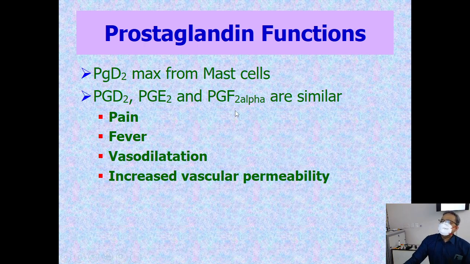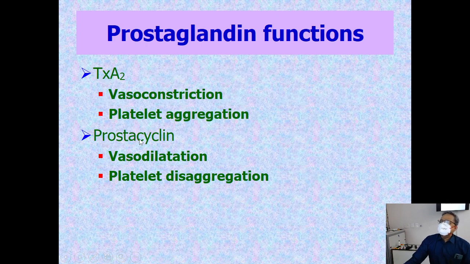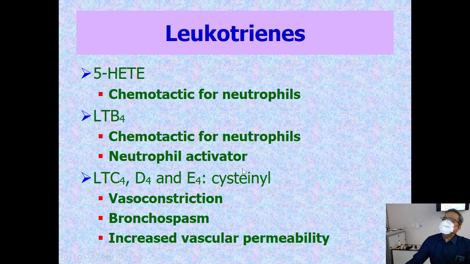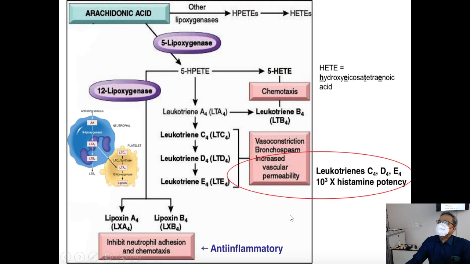The functions of prostaglandin in general, which are D2, E2 and F2 alpha, are pain, fever, and vasodilatation. So we have come across a new thing, fever. If it is thromboxane, it's vasoconstriction and platelet aggregation. Constricting, everything is dilatation or diffusing. So this is a repetition of what I've already told you. These are important for you to remember.